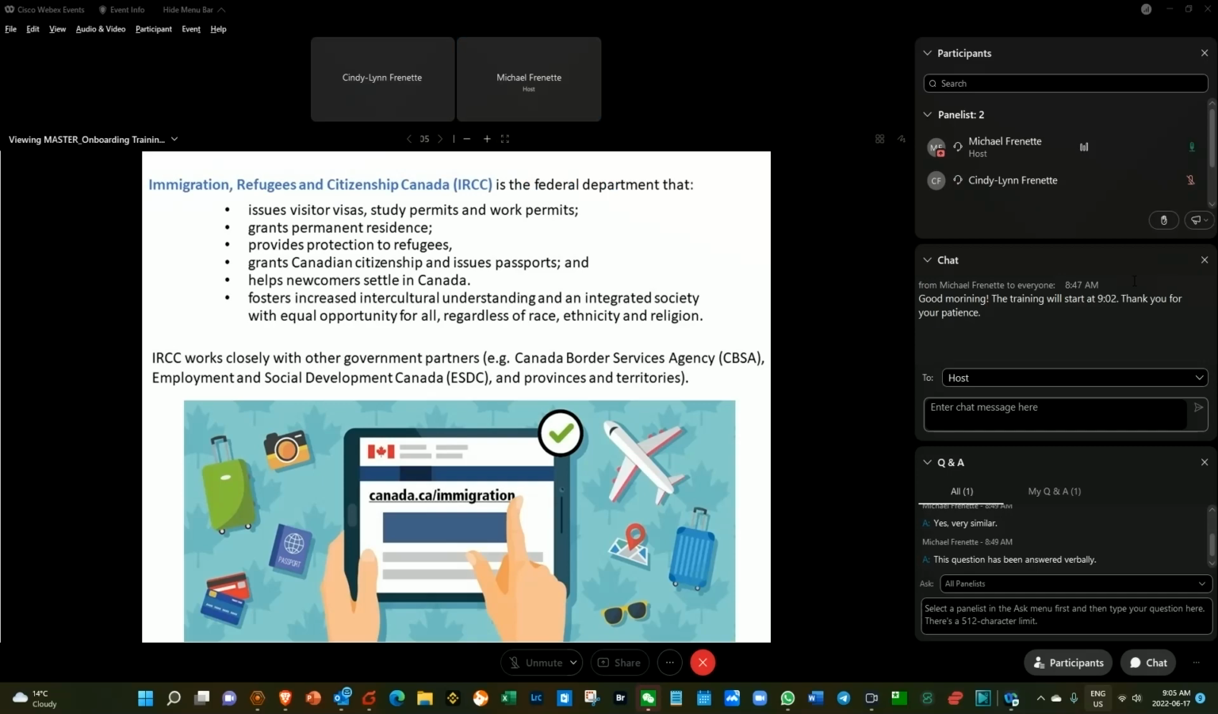Immigration, Refugees and Citizenship Canada, commonly known by the acronym IRCC, is the federal department that facilitates the arrival of immigrants and foreign nationals. We provide protection to refugees and also offer programs to help newcomers settle in Canada. IRCC is also responsible for Canadian passports and granting citizenship. In delivering its mandate, IRCC works closely with other federal government partners, including Service Canada, the Canada Border Services Agency, Global Affairs Canada, and all the provincial and territorial governments across the country.